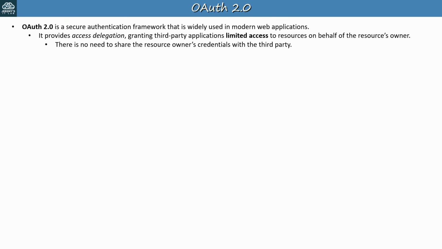For example, when you use Login with Google on a website, the website never sees your Google password. Instead, Google confirms your identity and grants access only to approved information. Let's look at some examples of OAuth 2.0.